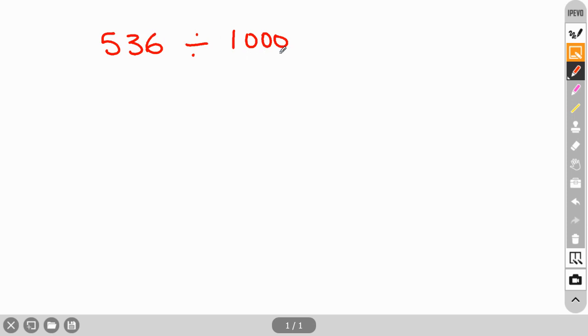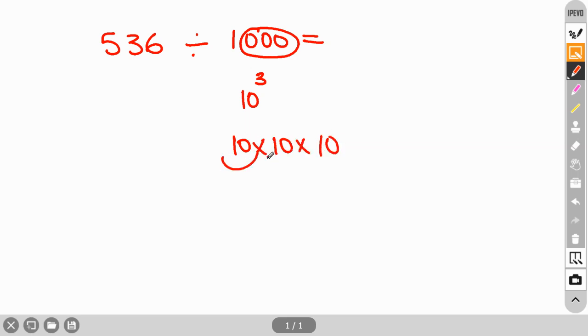536 is not enough to divide by 1,000. So you're going to only get a decimal there. So you know your answer is going to be a decimal. That is already very helpful. Then we think about the shifting, and we shift 3 times. This is the same thing as 10 to the third power, remember? Or 10 times 10 times 10. So that tells you how many times we are shifting. And we are shifting to the right.